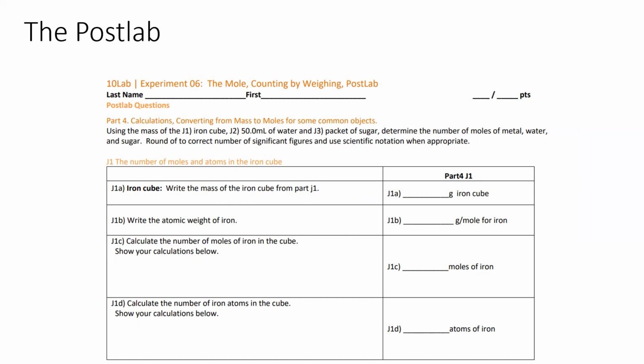That should really say molar weight, or molar mass, because even though it's the same number, you can see that the units here are grams per mole. We're going to be using these units, and we're going to use this as a conversion factor in the next section. But still, we find the number from the periodic table. Then we're going to calculate the number of moles of iron in the cube and the number of atoms of iron in the cube.